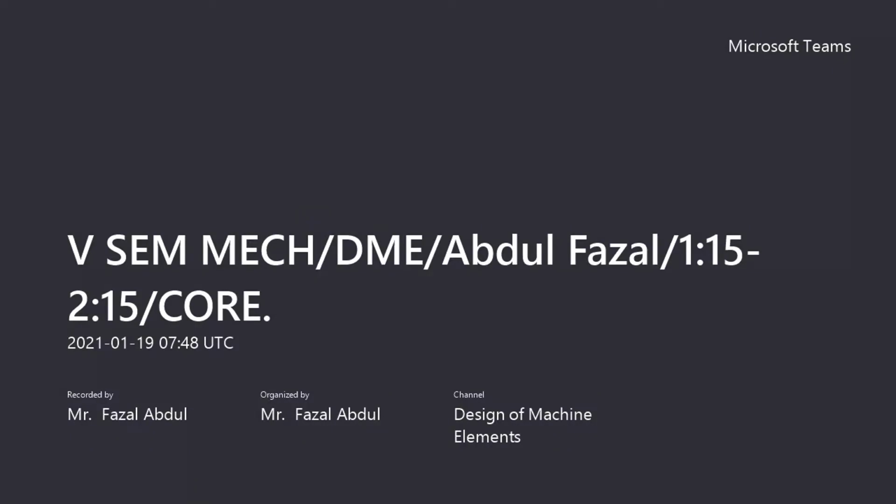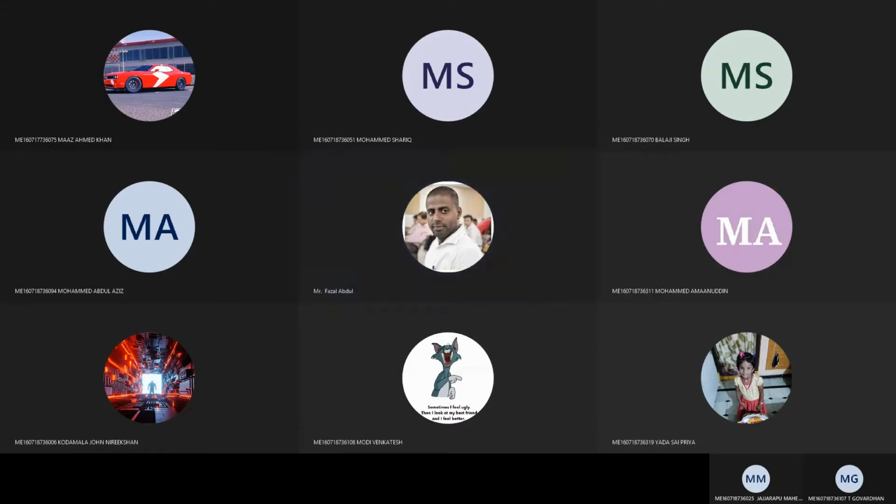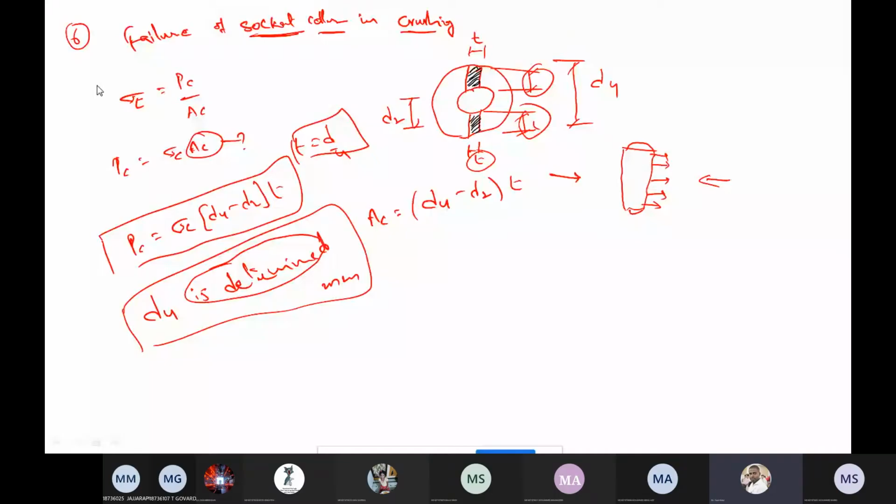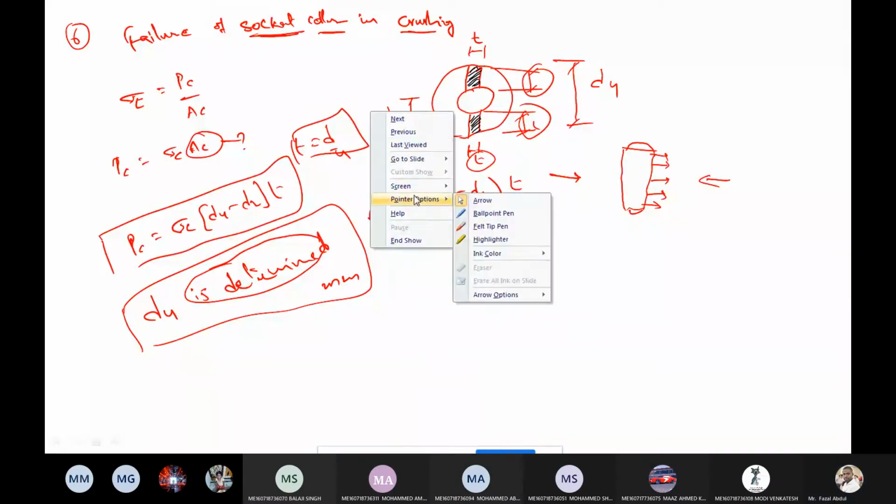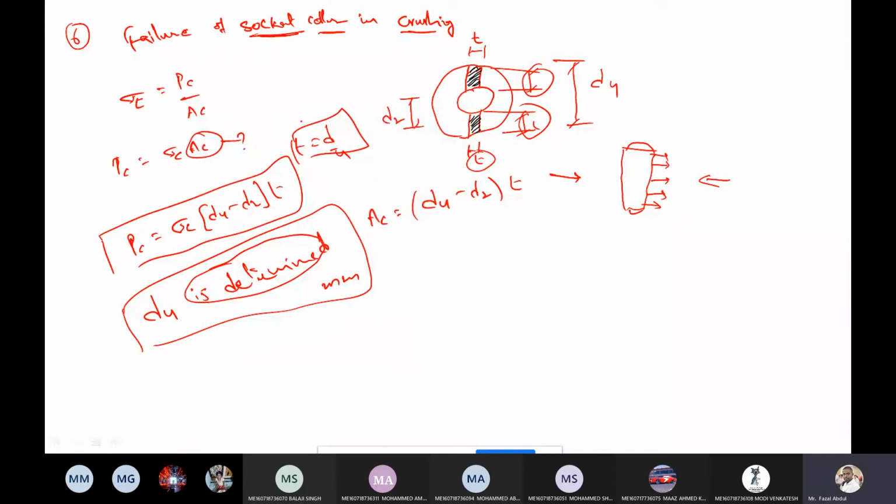Socket and spigot cotter joint. So how many points have we discussed? Up to 6 points we discussed. The sixth was failure of socket collar in crushing. Now the seventh one.